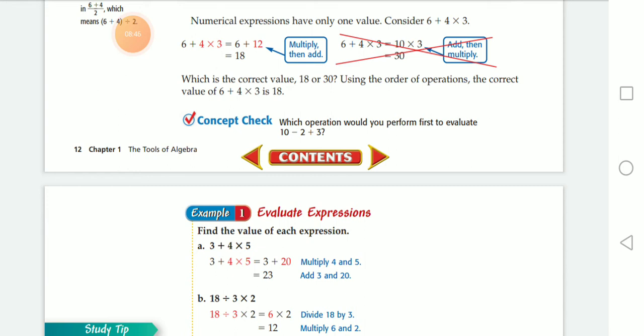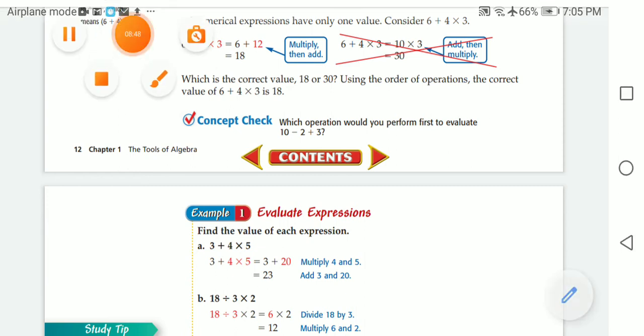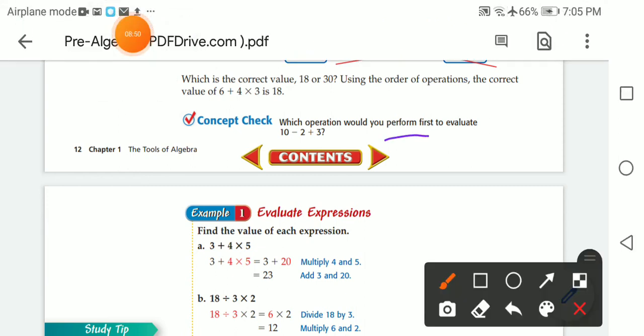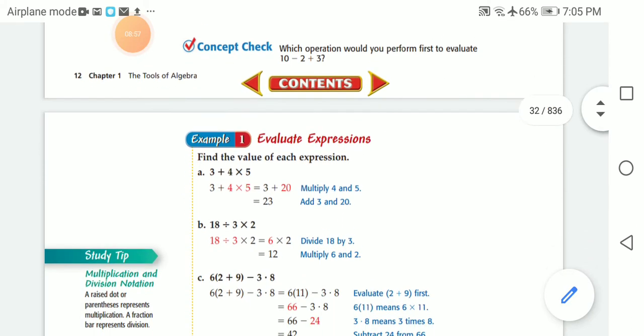You can do this example. It's very easy to do. 10 minus 3 plus 2. Then let's go to this example 1.